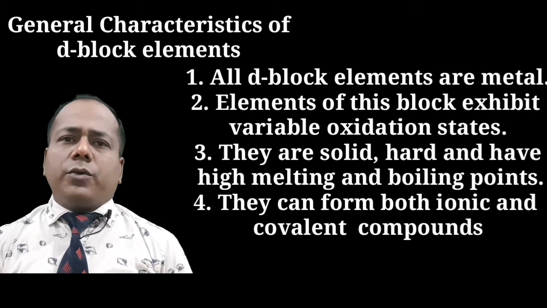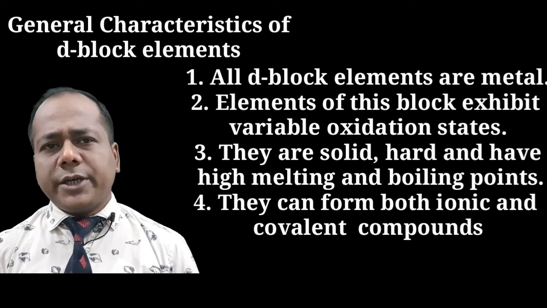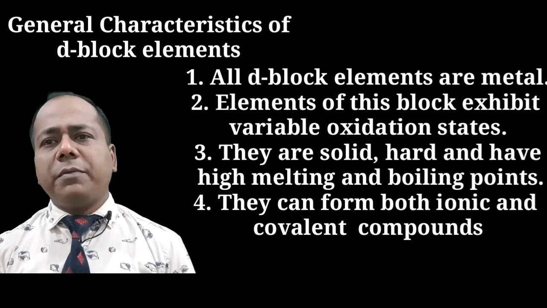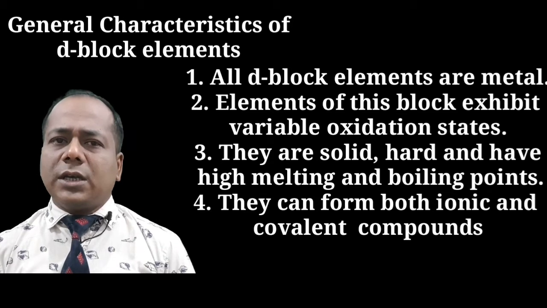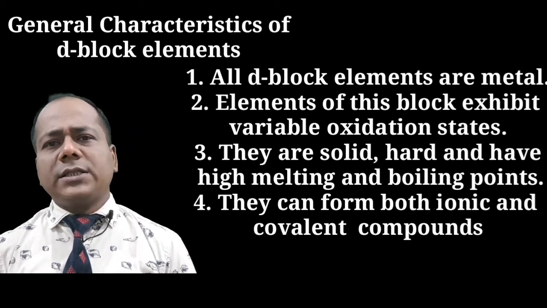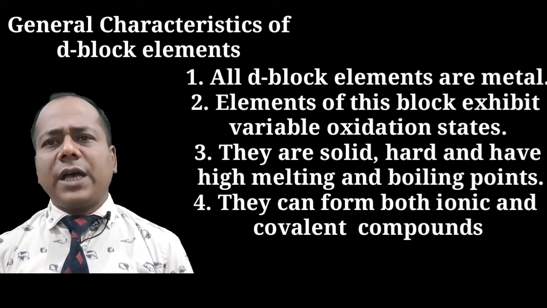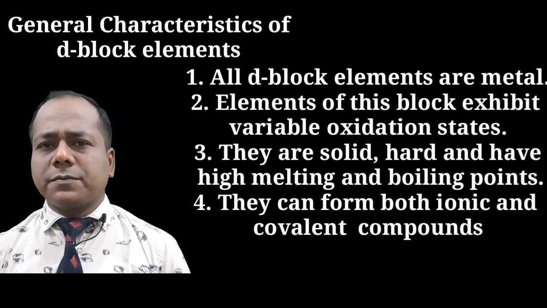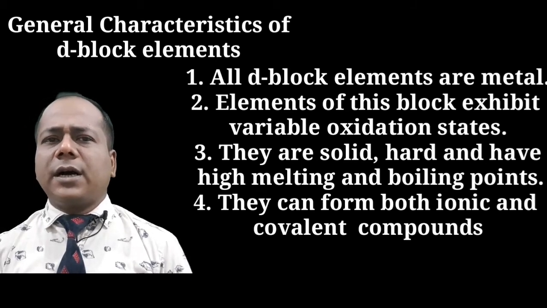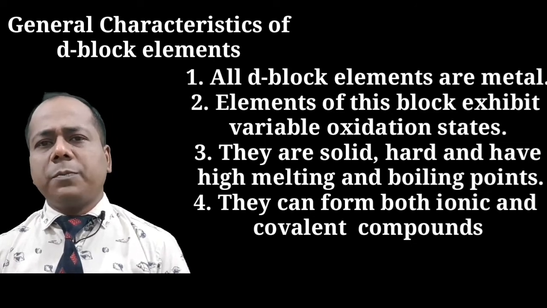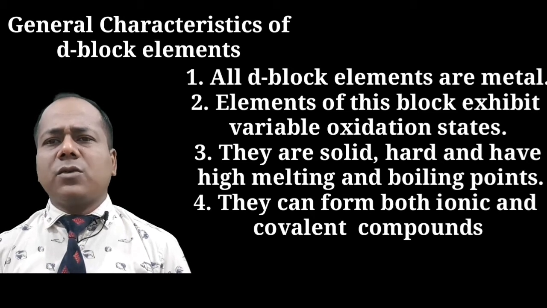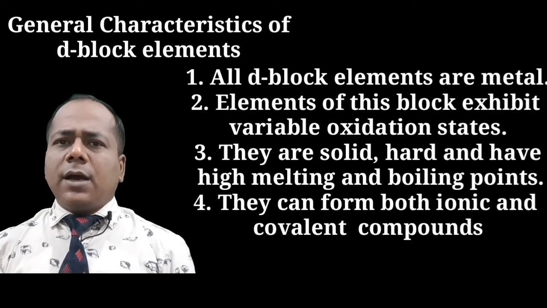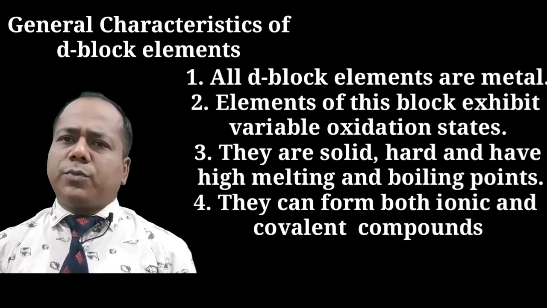My dear students, now we discuss the general characteristics of D block elements. All D block elements are metals. Their ionization potentials lie midway between those of S and P block elements. Elements of this block exhibit variable oxidation states and valences because of the presence of partially filled d orbitals in their atoms. Ns electrons and different numbers of (n-1)d electrons participate in bonding at the time of reaction with atoms of other elements. They are solids except mercury, hard, and have high melting and boiling points.